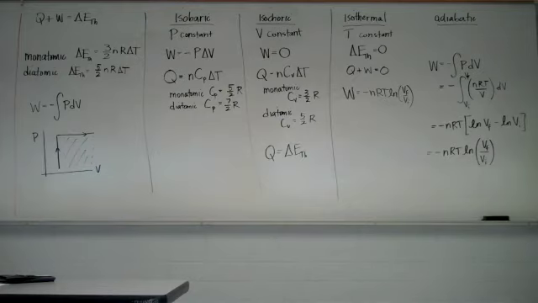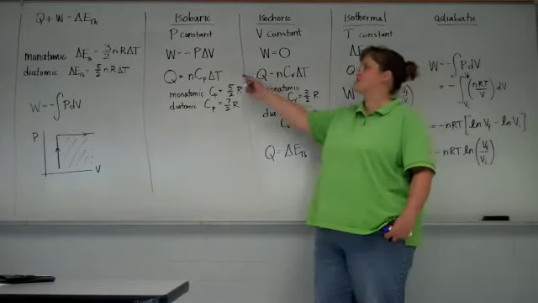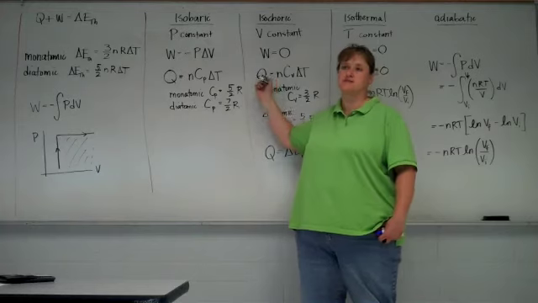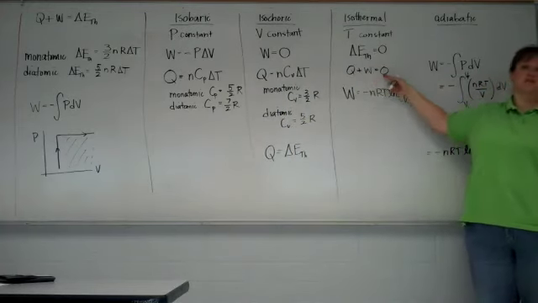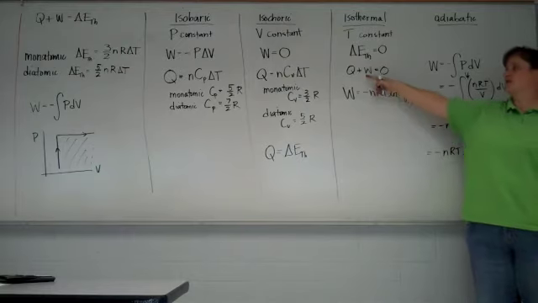There's no special Q equation like we had for the isobaric and isochoric processes. But that's okay because we know Q and W have to add to zero. So if you can find the work, you can find the Q.